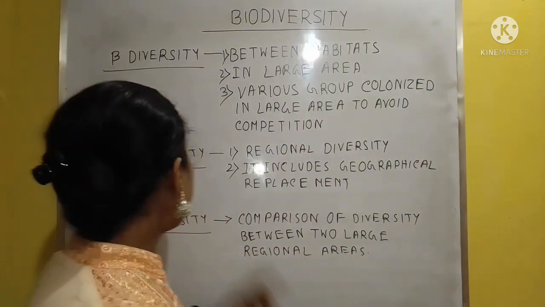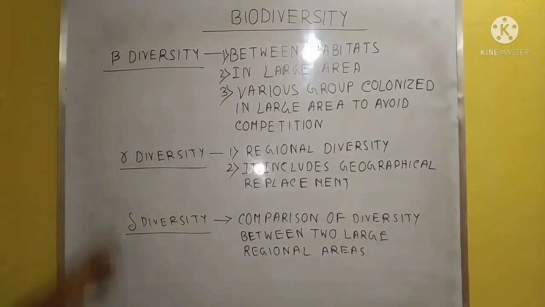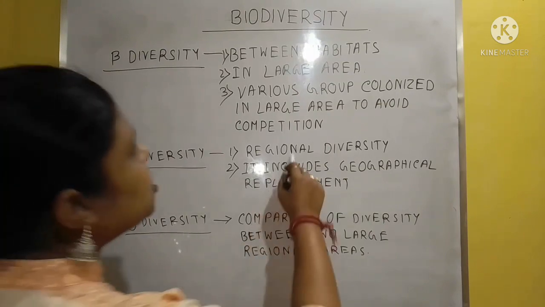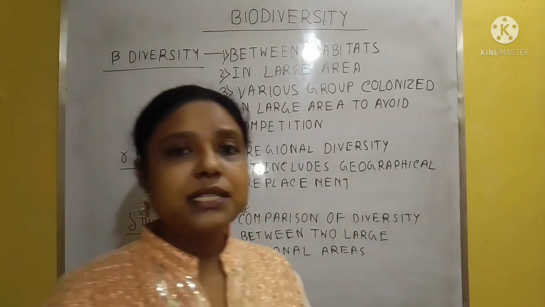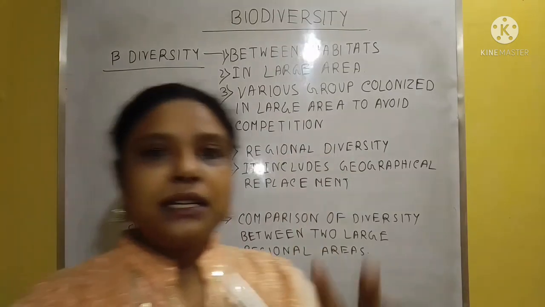Clear? Now this is gamma diversity. This is regional diversity. That means we just consider the diversity that occurs within a large region, within a particular region.